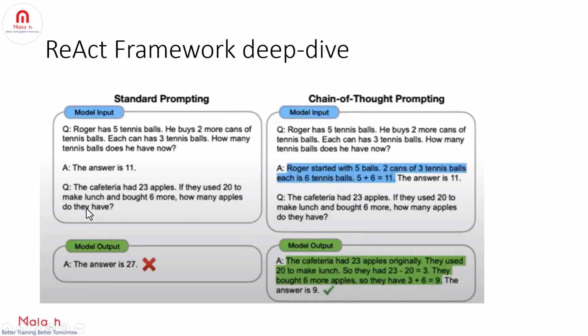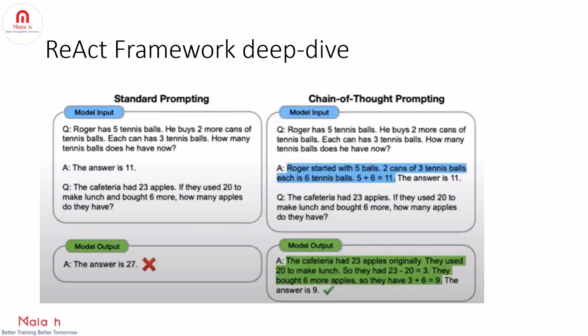Then if you see the second question: the cafeteria had 23 apples. If they used 20 to make lunch and bought 6 more, how many apples do they have? With standard prompting, the LLM gave the output as 27, which is not correct, right? Because they had 23 apples and used 20, so 23 minus 20, and then they bought 6 more, so plus 6. 23 minus 20 plus 6 is 9. But the LLM gave the answer as 27, the wrong answer with standard prompting. That's why they introduced chain of thought prompting.